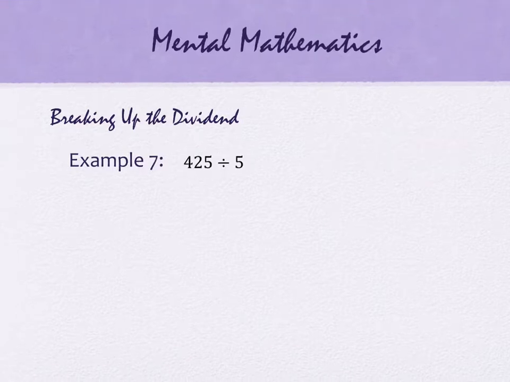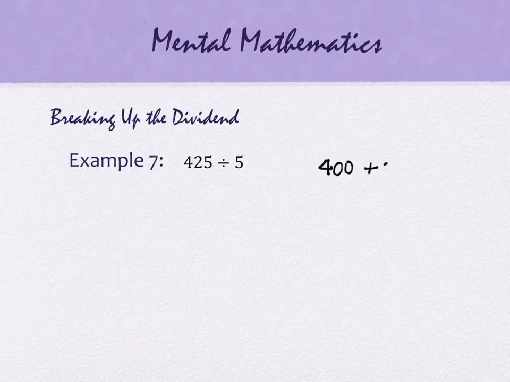The next problem isn't quite the same because I can't break this apart into 4 and 25, or into 42 and 5. Neither of those are divisible by 5. But I kind of can. Yes. So although 4 is not really working, 400 works great, right? So what is 400 divided by 5? 80. And 25 divided by 5? 5, for 85. Oh, that's nice. It is nice.